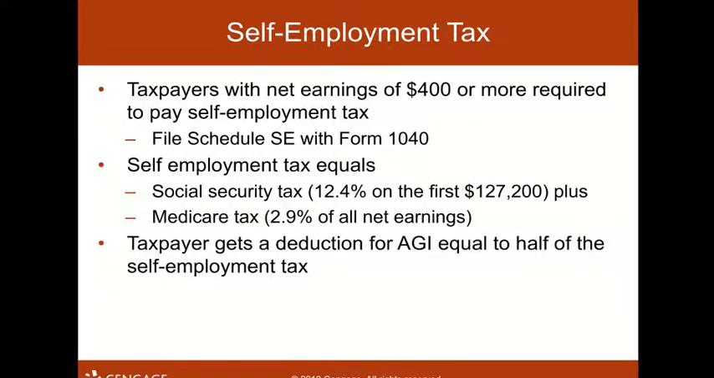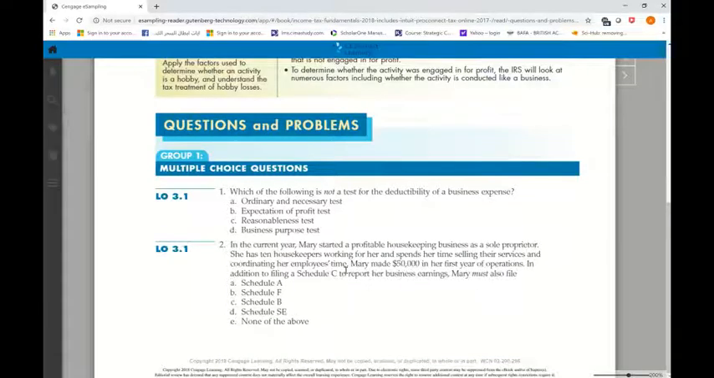So the question here is asking, in addition to filing Schedule C to report her business earning, Mary must also file. So it is Schedule SE, which relates to self-employment tax. SE is self-employment because Mary is mainly working as self-employed. So this is mainly the second question, and the answer here is D.